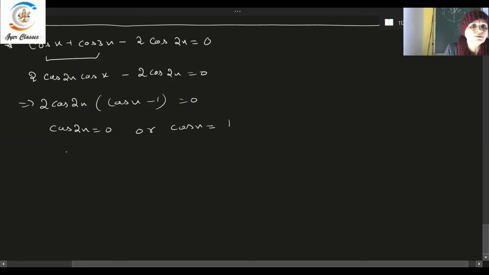If cos 2x is equal to 0, what do you get? What will be its solution? 2x is equal to, what was the formula? (2n plus 1) multiplied by pi by 2. So equate to 0. What did you get? x is equal to (2n plus 1) into pi by 4.